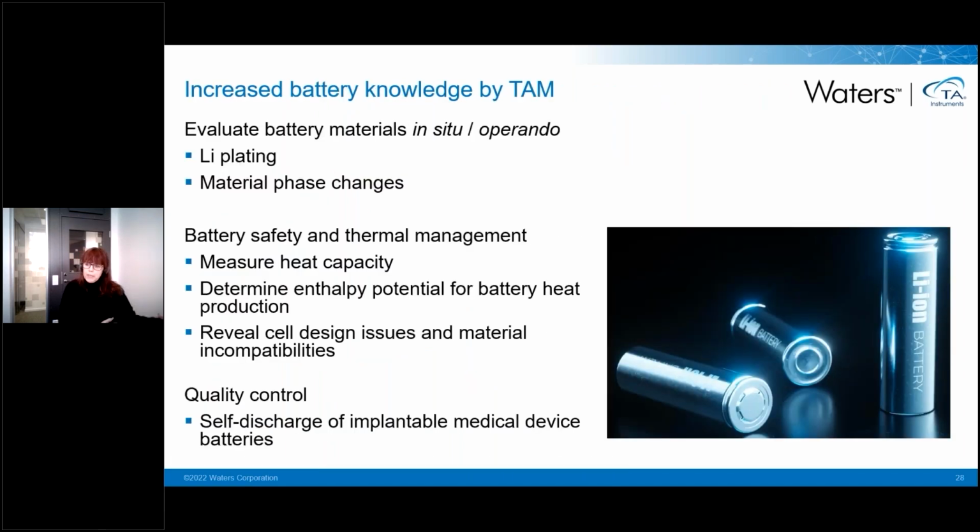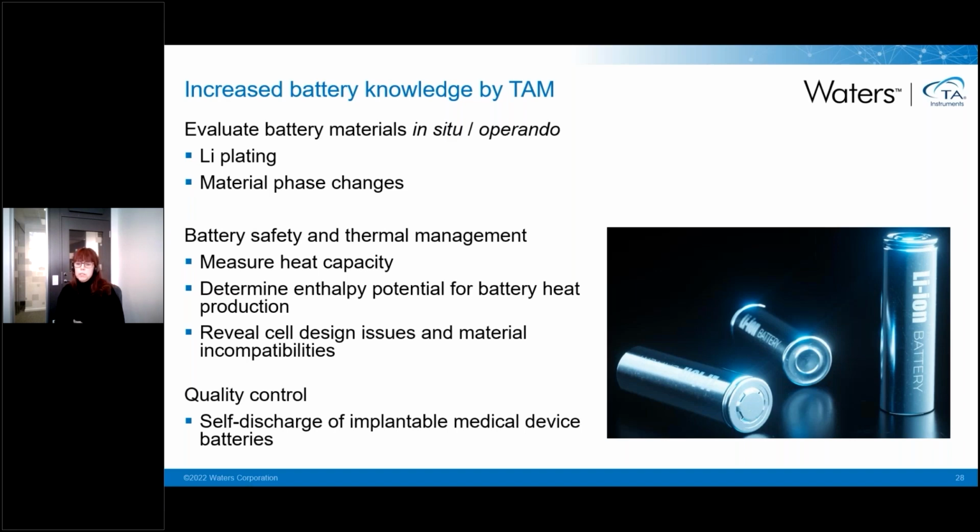So that was for looking at lifetime and parasitic reactions, but we can also increase general battery knowledge by evaluating batteries in situ or operando in the TAM. There are examples where you can study the lithium plating effect, where you see not very much on the voltage curve, but you can see effects in the heat flow data. Material phase changes, if a crystallization occurs at some part of the charge-discharge cycle. It could be used to look at battery safety and thermal management. As mentioned, we can measure the heat capacity of a battery, which is important.